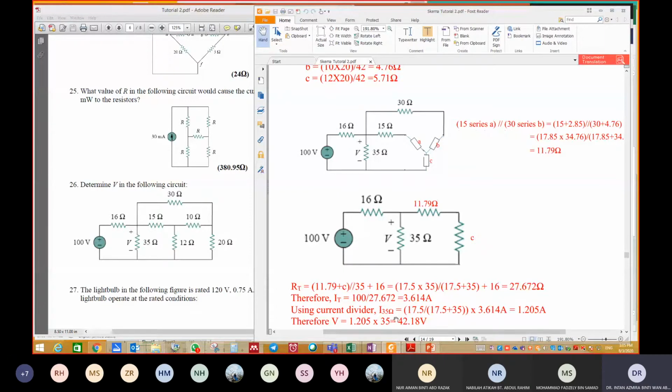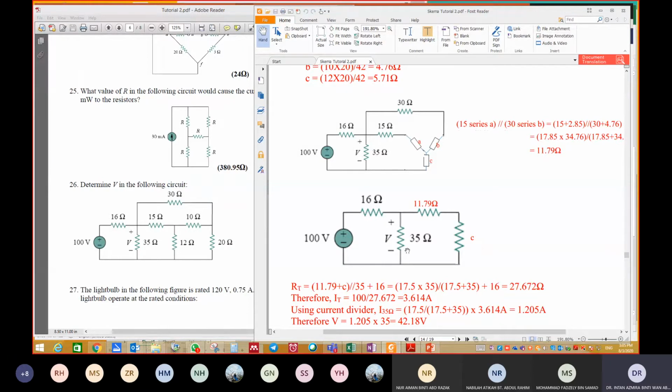So 17.5. Okay, the summation of 11.79 and C is 17.5. So 17.5 divided by the summation of 17.5 plus 35, multiplied by the current source. The current source is 3.614. So we get 1.205. This is the current that flows through 35.